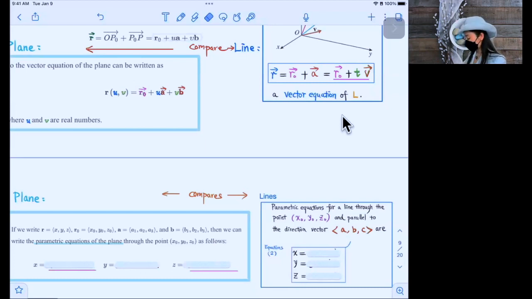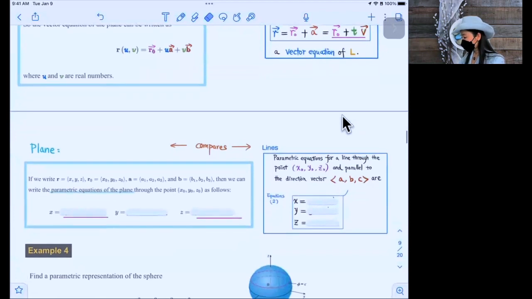Yes, x equal to x naught plus t times a. Yeah, you got it. Good job. So it's the x coordinate of that point plus t times the x component of the direction vector, right? So what about y? Y equal to what? Y naught plus t times b. Yeah, all right. And then z equal to z naught plus c times t, right?